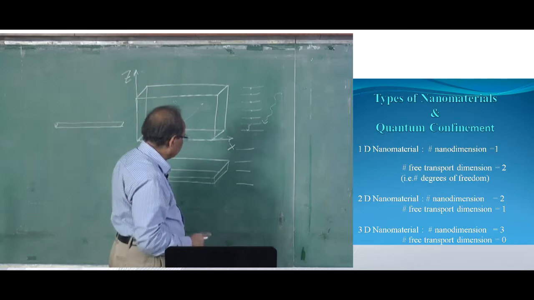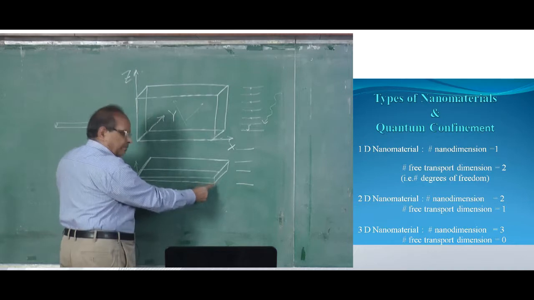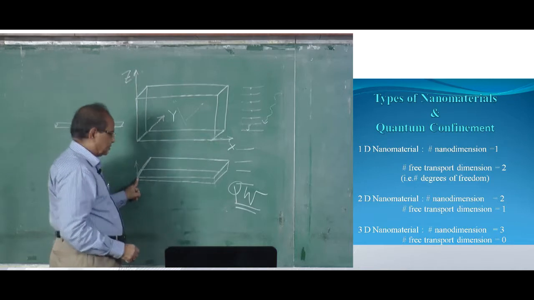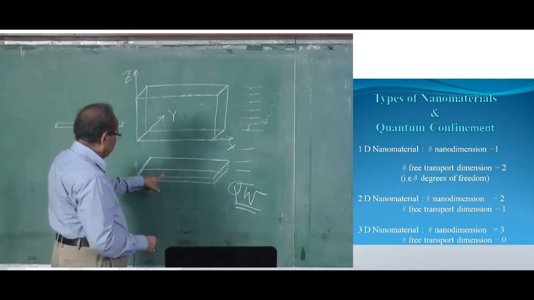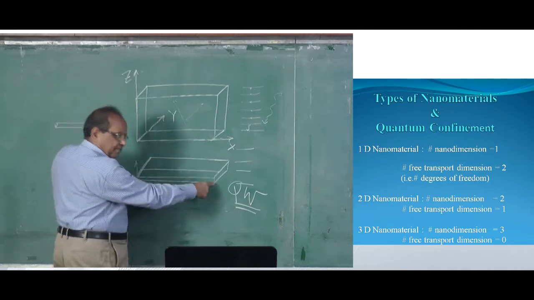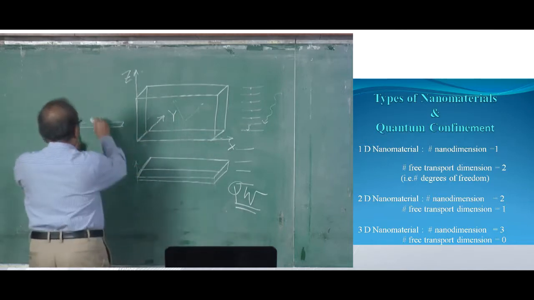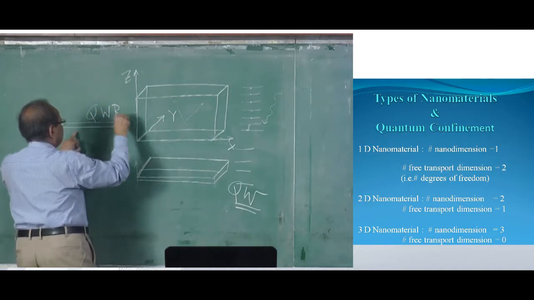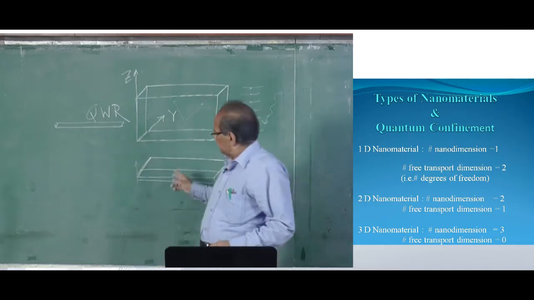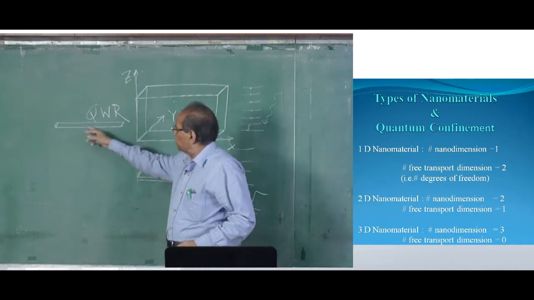And this is like a well. This is called a quantum well. I will explain why it is called quantum. It is a quantum well structure. So the quantum well structure means the degrees of freedom is 2. It is like a plate, an ultra thin plate, an ultra thin film. And here it is a quantum well. So the well is two-dimensional motion free. Here only one-dimensional motion is free.